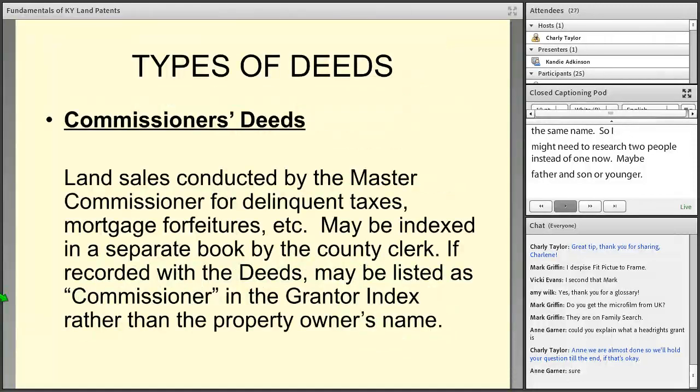Commissioner's deeds. Unfortunately, county clerks may have those indexed under C instead of the name of the person who owned the land that was losing it because of taxes or forfeitures or so forth. It might be indexed in the county clerk records under C, under commissioner's deeds. In fact, there may even be a separate set of books known as commissioner's deeds.